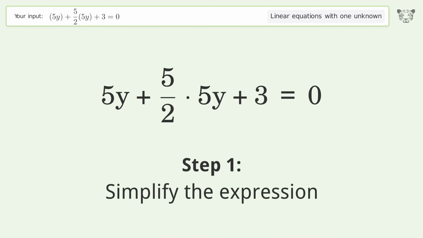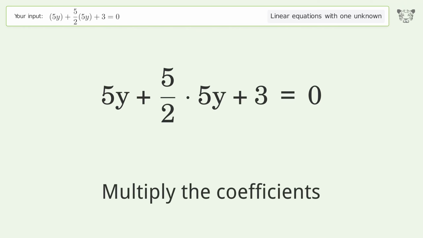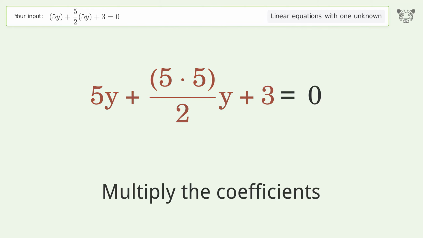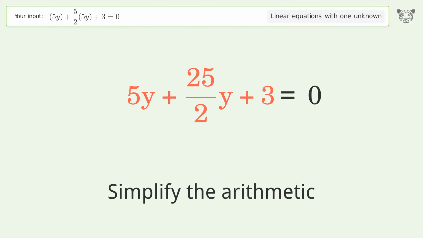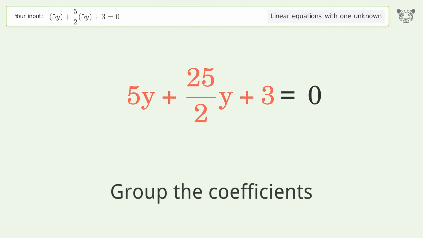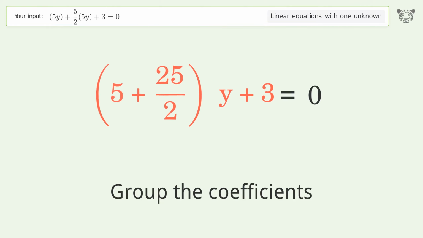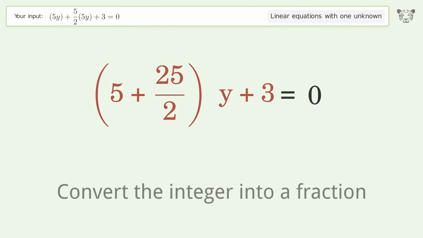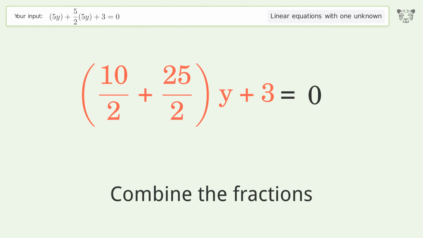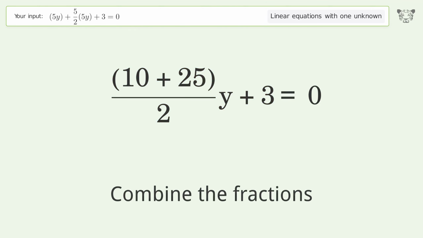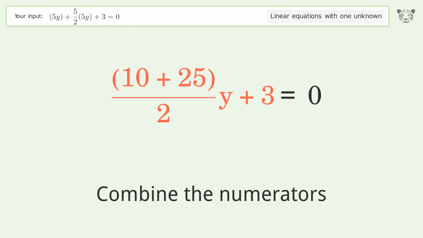Simplify the expression. Multiply the coefficients. Simplify the arithmetic. Group the coefficients. Convert the integer into a fraction. Combine the fractions. Combine the numerators.